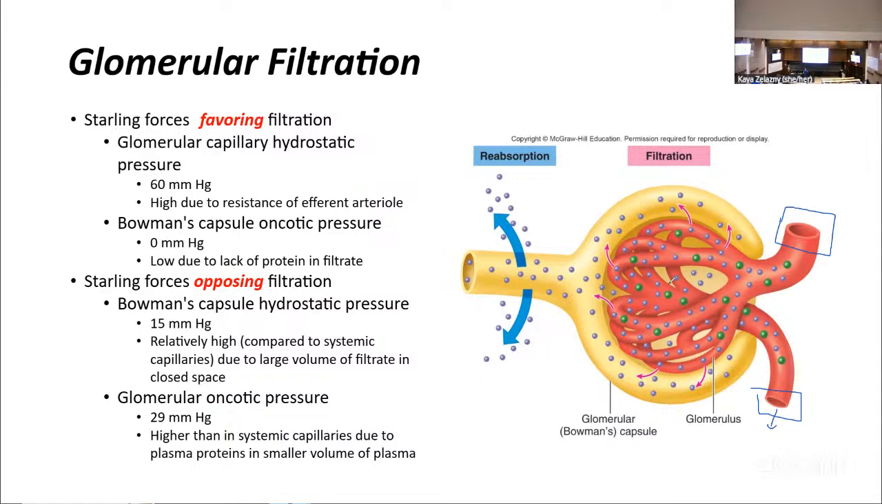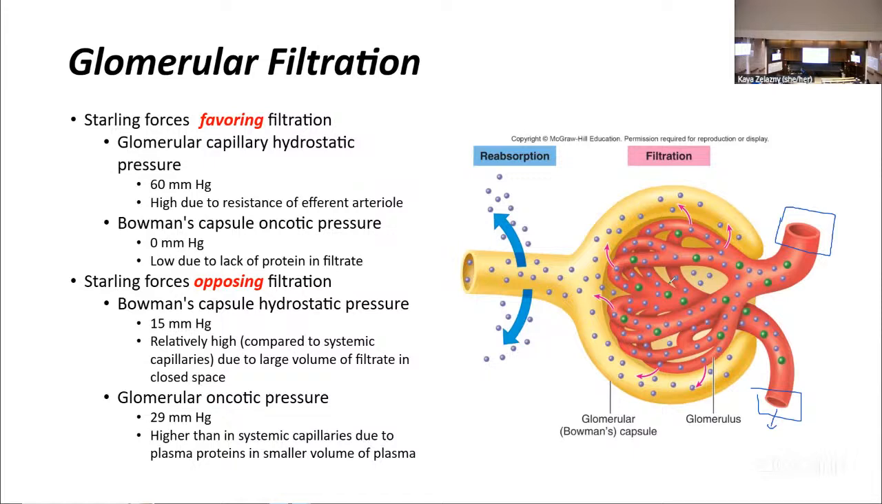So our other force for filtration was our Bowman's capsule oncotic pressure. So as we're filtering fluid into Bowman's capsule, we should be leaving the proteins behind in the capillary. That's the one thing that should be too big to get into the nephron, to cross through those fenestrae and then through those filtration slits in the podocytes. So this should be zero because we shouldn't have protein in our filtrate. If you do a urine analysis and you see protein in the urine, that's something you'd be kind of concerned about, actually. That is something they check.